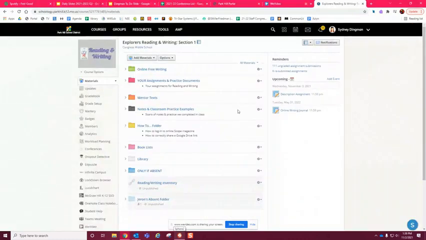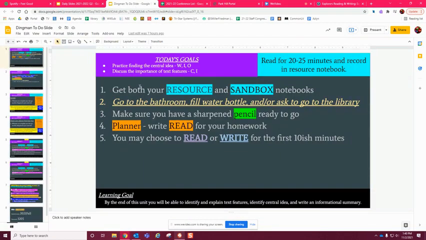All right, so what we ended up doing today is we are stepping into the world of second quarter. And so this is kind of what we ended up doing. We're going to practice finding the central idea because that is part of second quarter's thing. And then we're also going to discuss the importance of text features, which we also go over what text features are, and we find some examples. Okay, so that's what this quarter is going to be about: central idea, text features, and then we're also going to work on some summary.